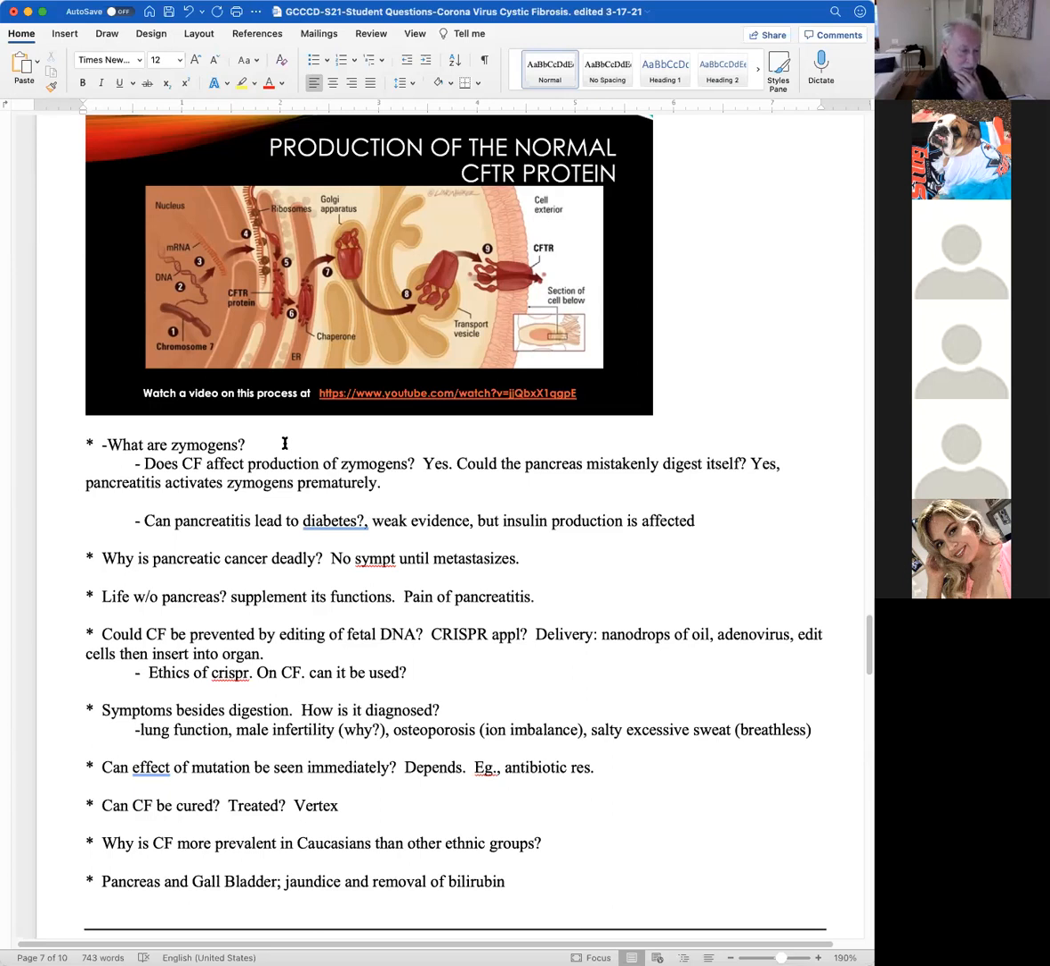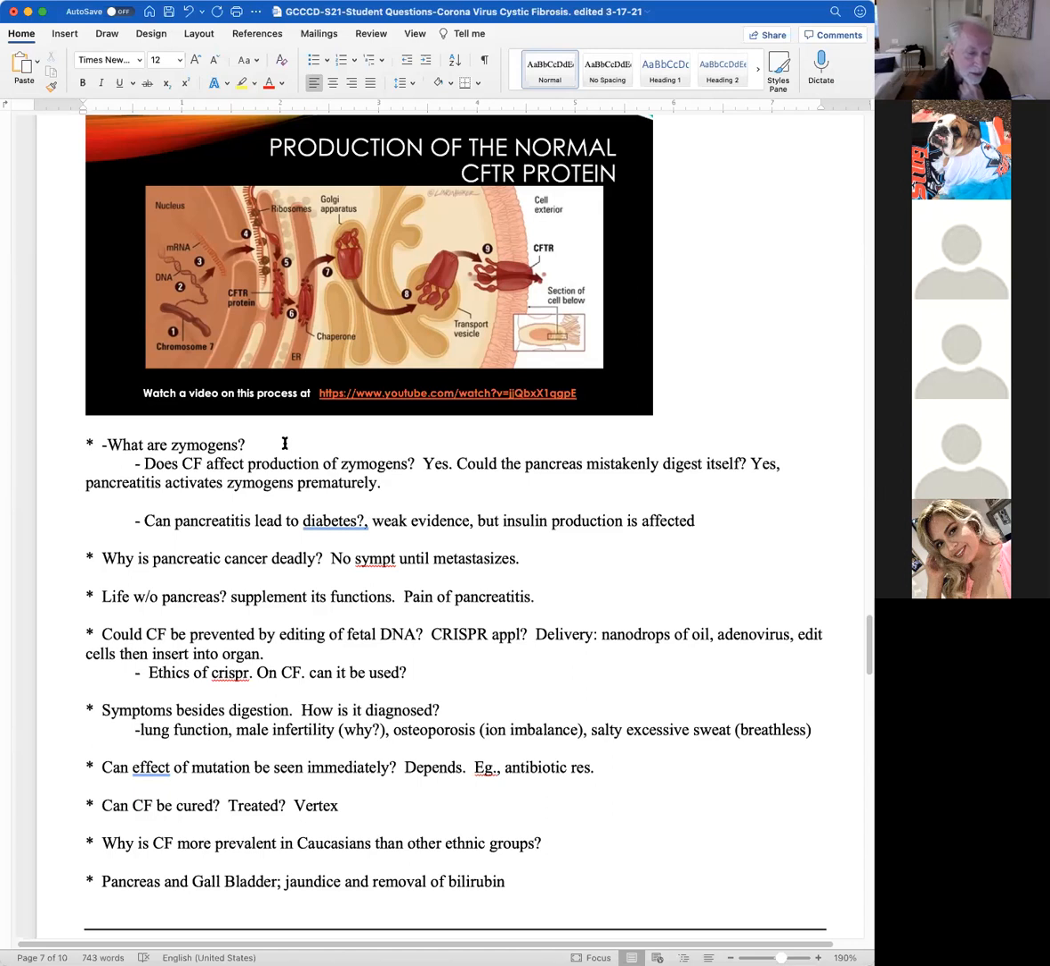The hard part is to take what you've done in a test tube and deliver it to a living organism. Well, one way to do that is to edit the fetus. But that is considered unethical, and I don't know of anyone aside from a lab in China who has ever done that with a human fetus.